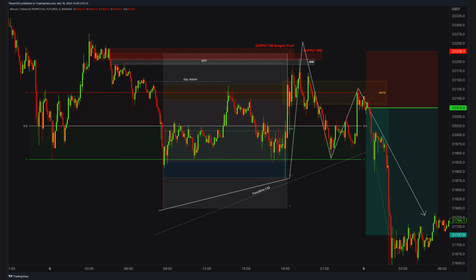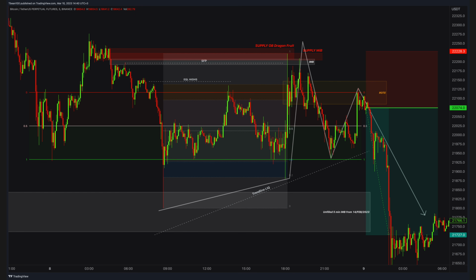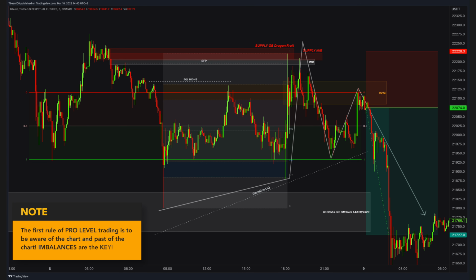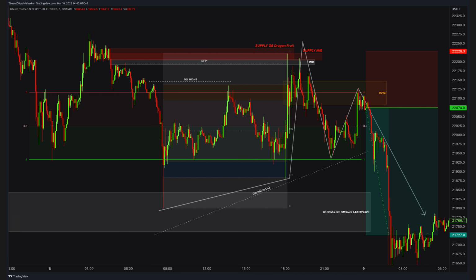Now you may ask, why do I have a target way below? Remember the imbalance from 1 month ago? Still waiting to be fulfilled. Such a great target to use. If you want to achieve pro-level trading, you have to master checking the left of your chart. Go back 20 years if you must and see what is there.